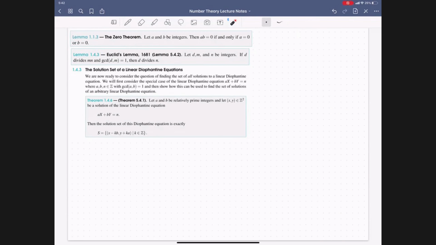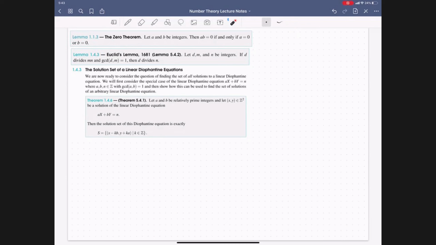So now we have come to the classification result of this lesson, which will allow us to deduce the solution set to any linear Diophantine equation. And so here's how it works. We start off with relatively prime integers, a and b. We know by Bezout's lemma, and the results that followed it, that we can find a solution x, y satisfying this equation. So we know that there's at least one solution to it.